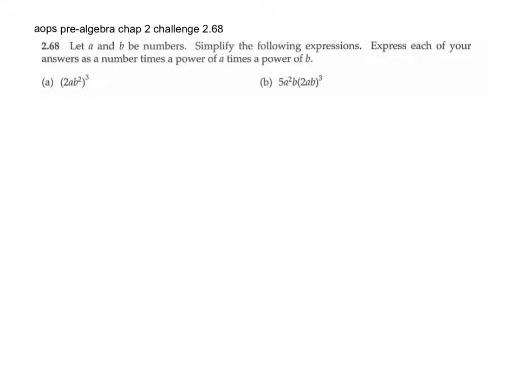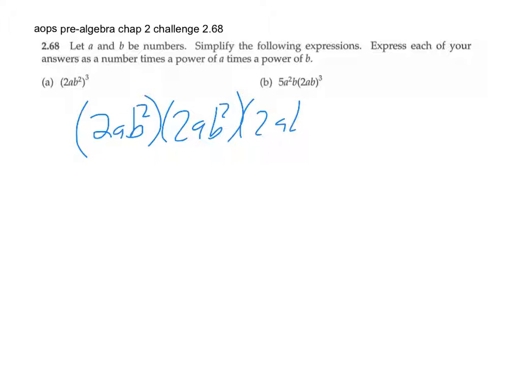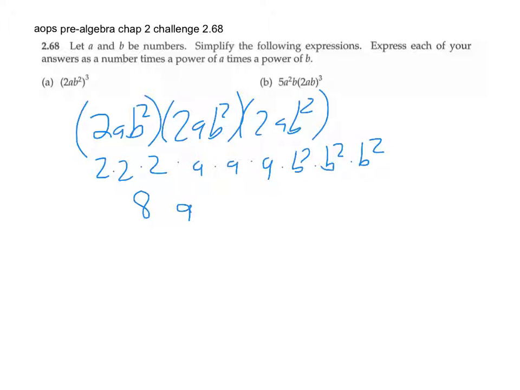And so remember, it's always just easier to write something out if you're not sure what to do. So we have (2ab squared) cubed equals 2ab squared times 2ab squared times 2ab squared. And if you want to write that out, you can just rearrange it so you get 2 times 2 times 2 times a times a times a times b squared times b squared times b squared. So that's 8a cubed b to the 6th.